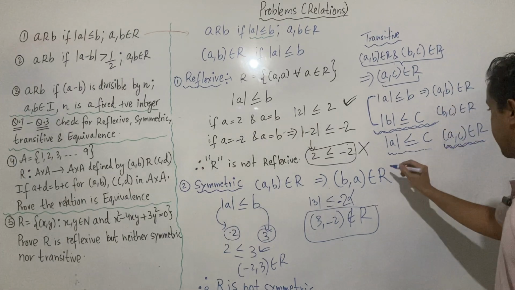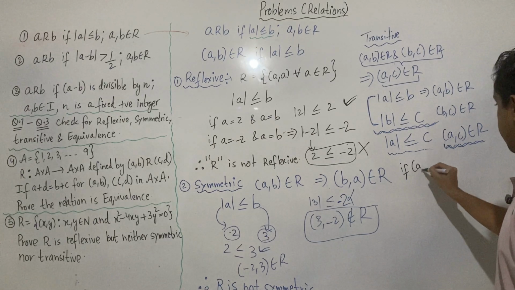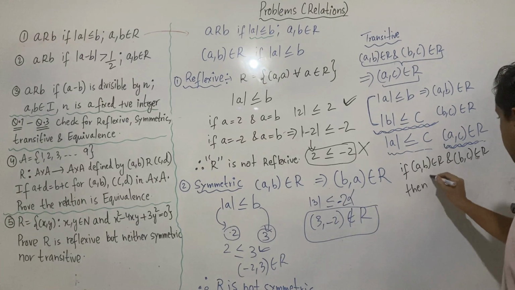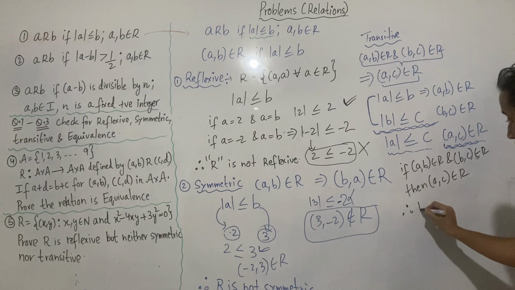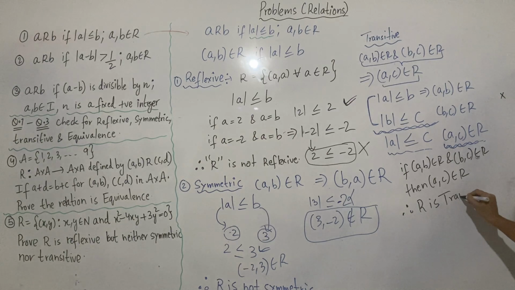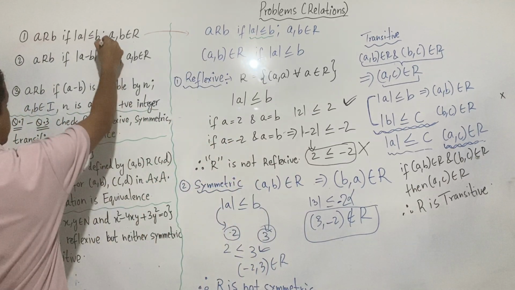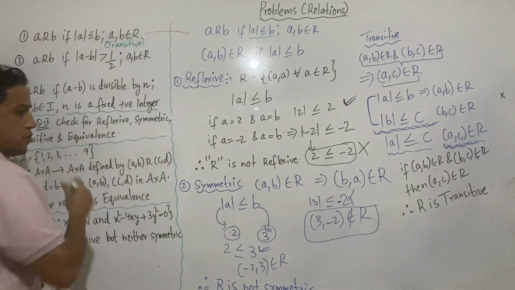What condition? If AB and BC belong to the relation, then AC must also be in the relation. So therefore R is transitive. Okay, so here you can write that this relation is transitive. I hope you understand it.